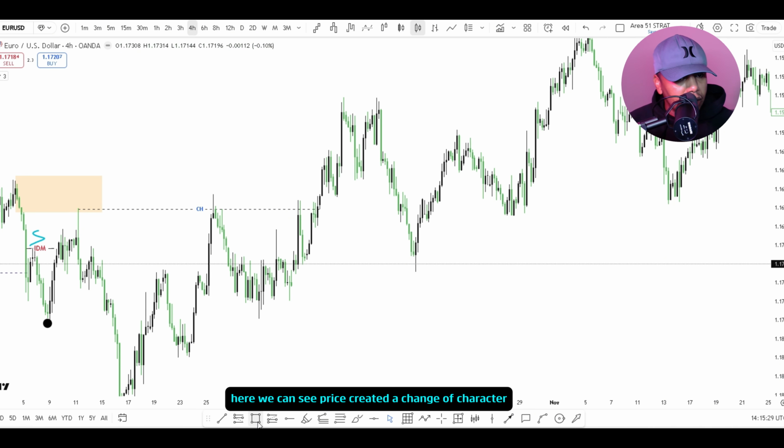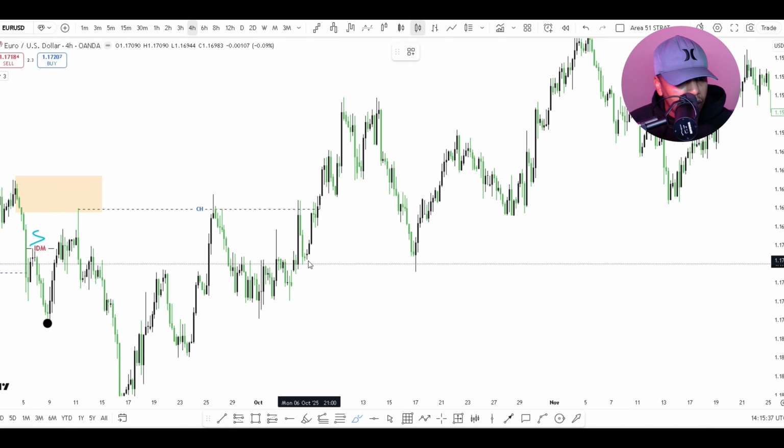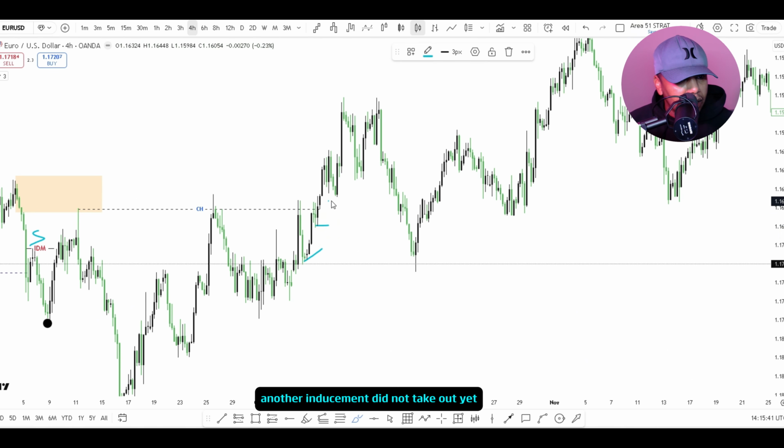Here we can see price created a change of character, but then it created an inducement over here first. Another inducement did not get taken out yet. So unless an inducement is taken out, we cannot call this a higher high. We have to wait for an inducement to be taken out. So the inducement was taken out right here.